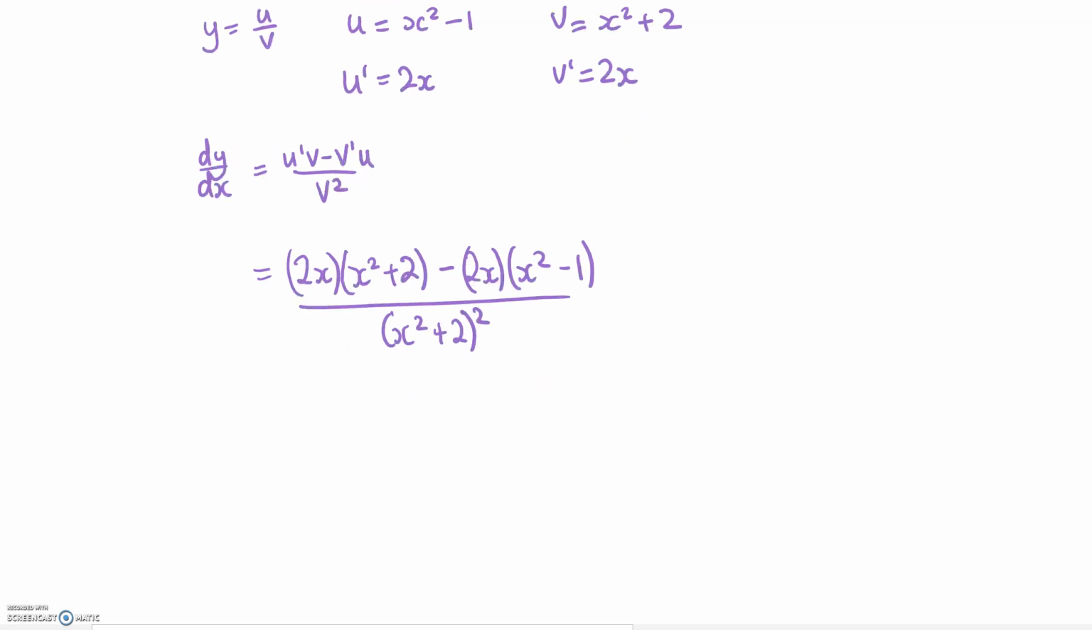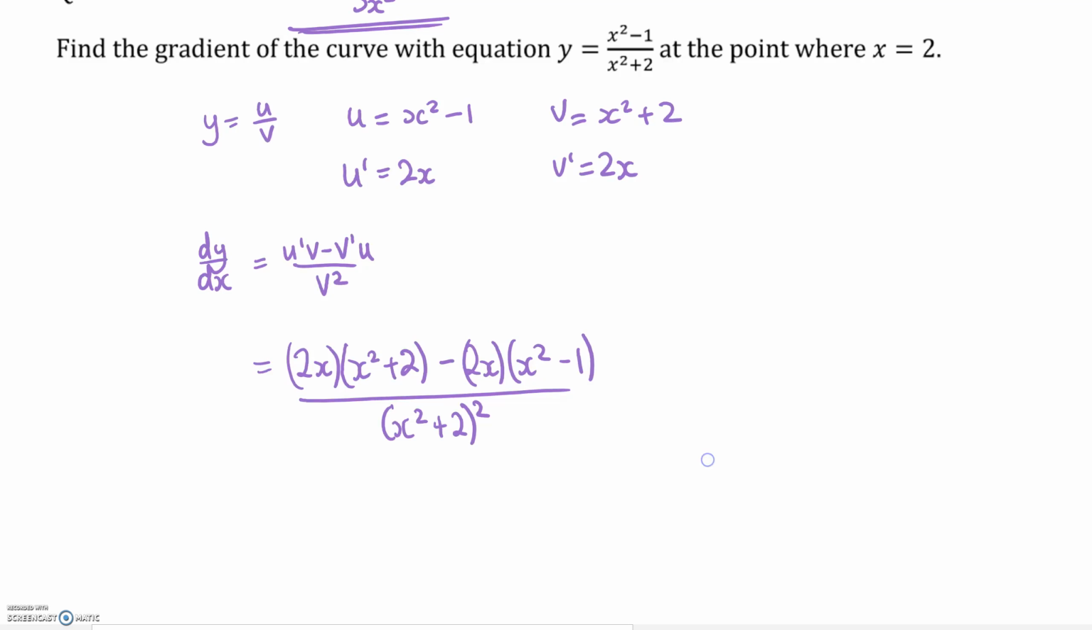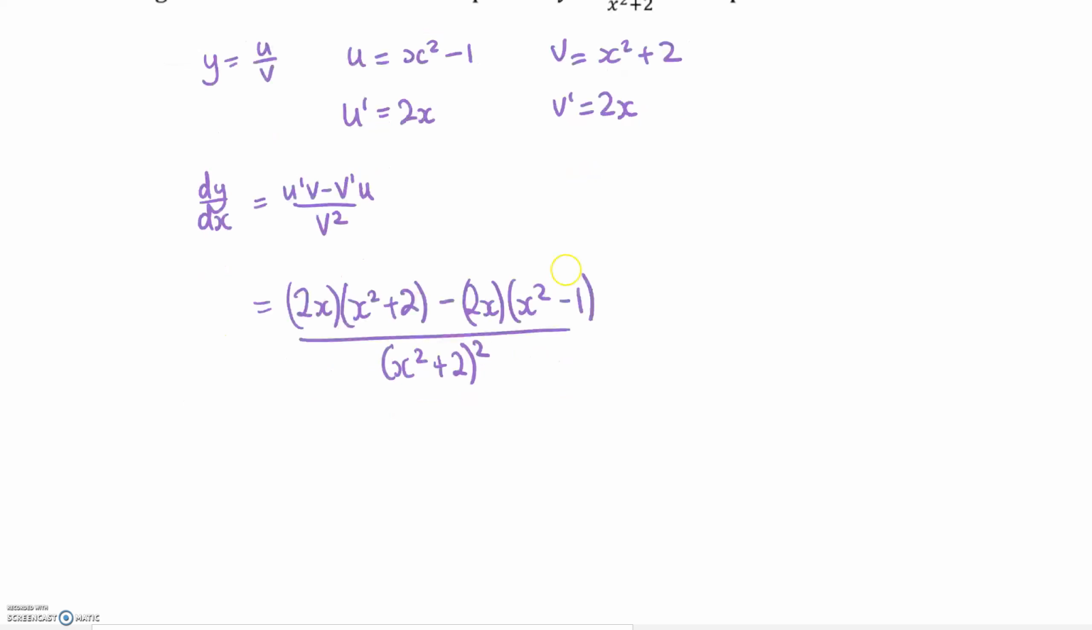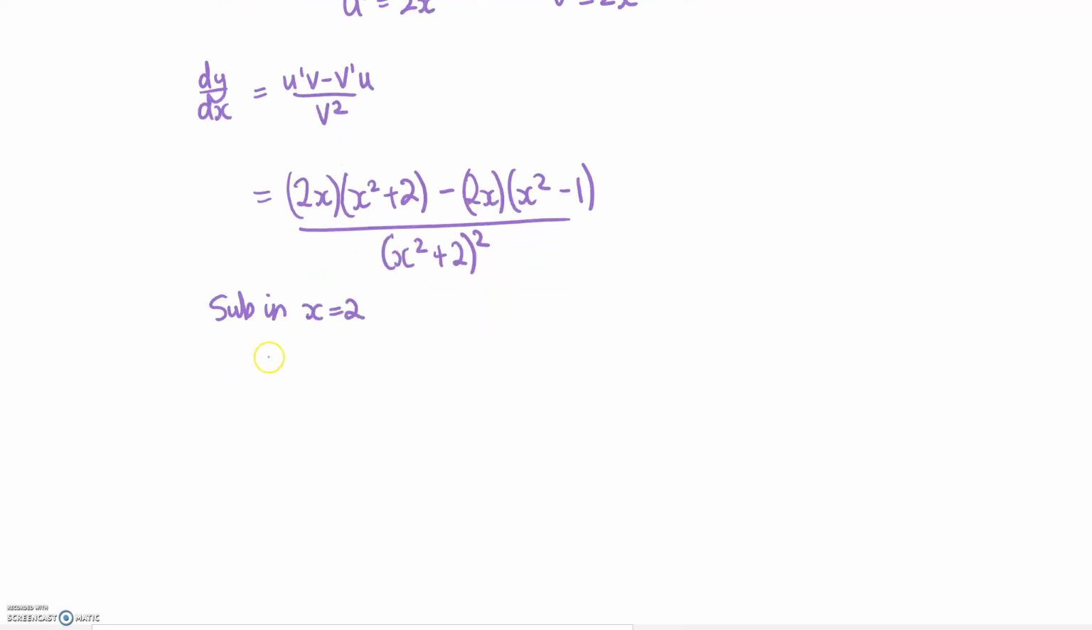Now, at this point, I'd usually be trying to look to simplify that, but really the question just asks me for the gradient of the curve at the point where x is equal to 2. So what I can actually do here, we essentially have f dash of x, or dy by dx, and I'm just going to sub in x equals 2 into this whole thing above. Now, I could simplify before doing that, but it doesn't make any difference. It should come out the same as long as I'm careful.